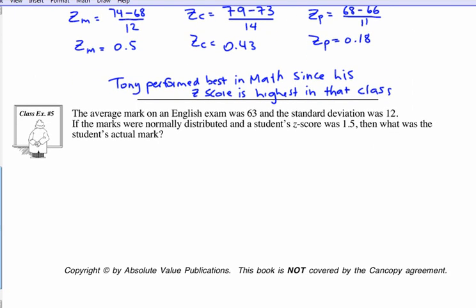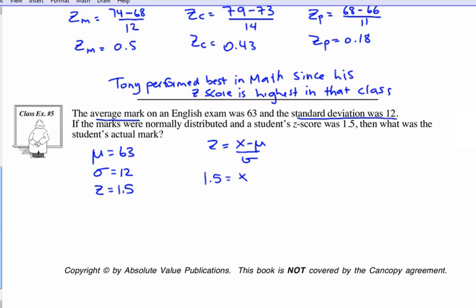The average mark on an English exam was 63, so that's the average. So average means mean. Standard deviation was 12. If the marks were normally distributed and a Z-score was awarded of 1.5, then what was the student's actual mark? Okay, so here's our formula. Let's plug in what we know. We know his Z-score is 1.5. We're looking for x, so 1.5 equals x minus 63 over 12.